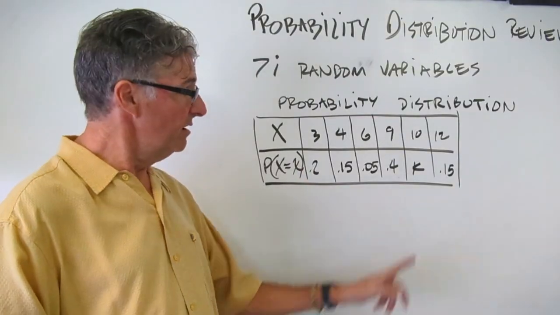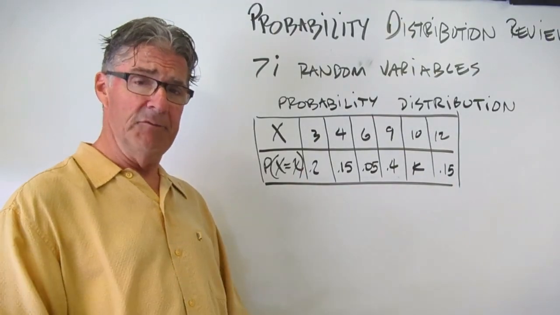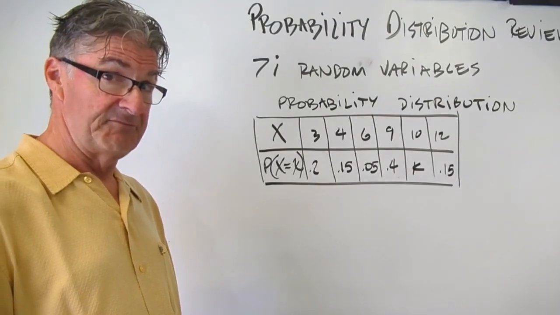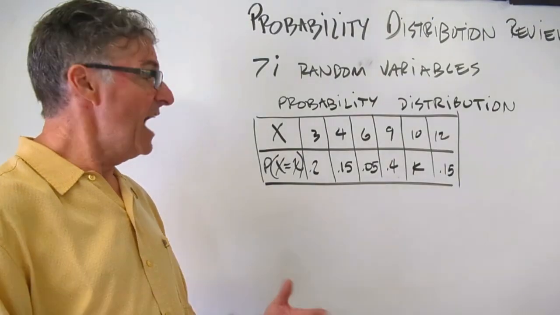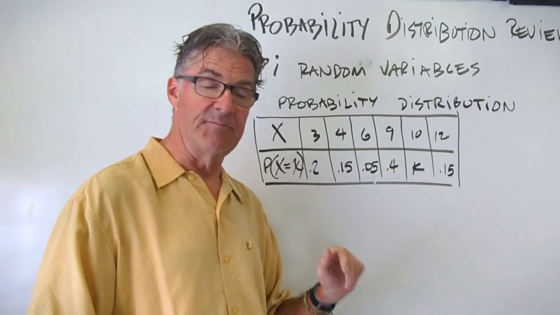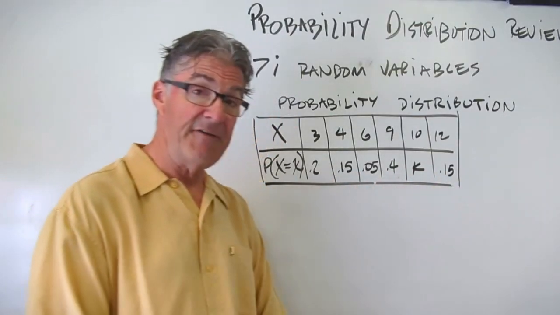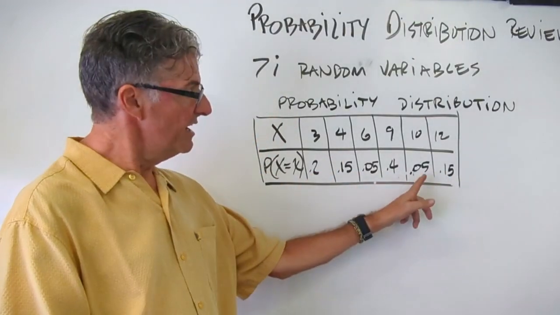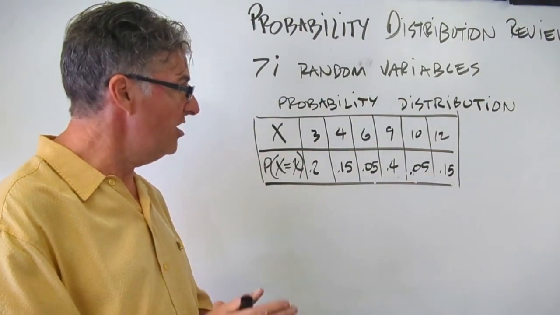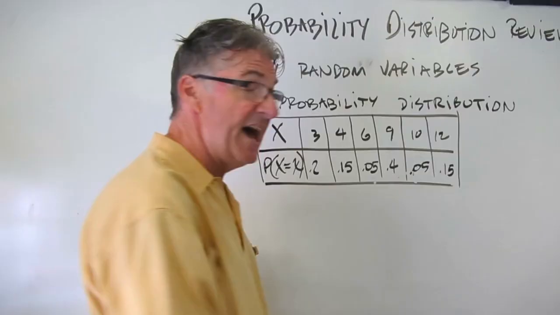What's K? How do we know what K is? Pause the video and think real quick. Okay, K has to be 1 minus all of these added up, because all of these have to add up to 1. So K is 0.05. Great, we're good to go. Now all of these things add up to 1.